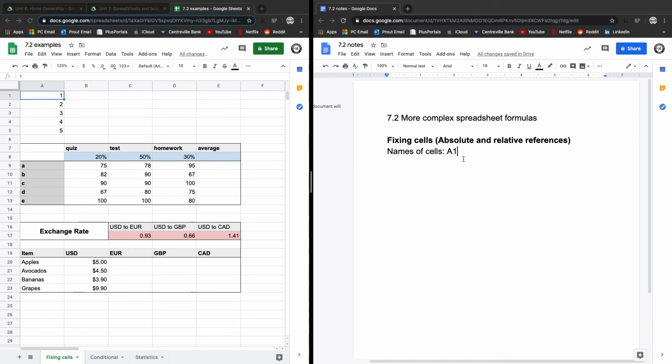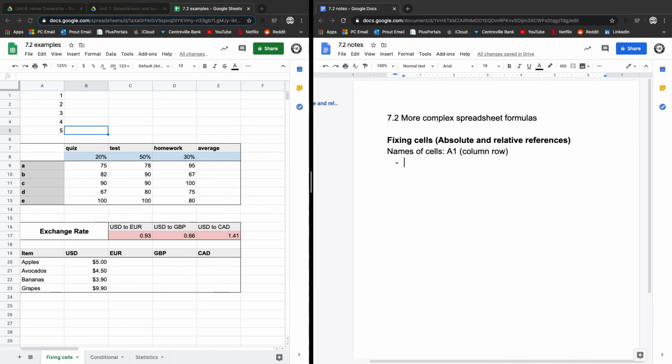And of course, you might remember from the last video that we have names of cells, right? Things like A1, it's named by column and then a row, right? Column A, row 1 is this cell right here. Column B, row 5 is this cell right here. You get the idea.